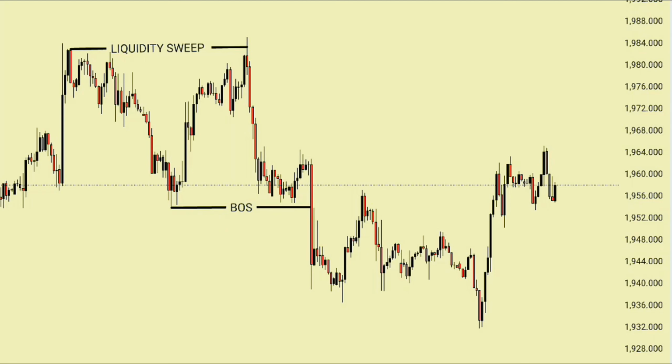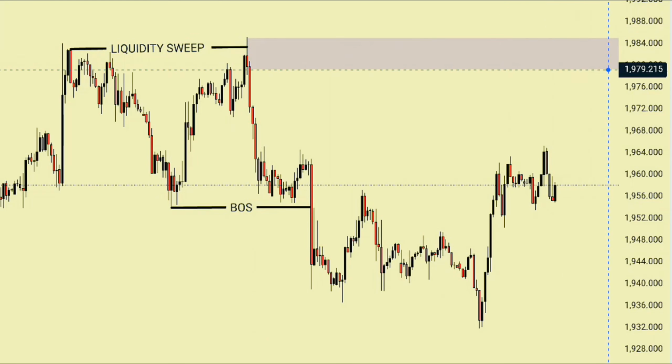However, this move is not meant to continue. Its real purpose is to collect liquidity. Once those stop losses are triggered, large institutions receive the liquidity they need to enter sell positions at premium prices. Immediately after the sweep, price fails to hold above the highs and starts to reverse. This rejection confirms that the move above the highs was not genuine demand, but a liquidity grab. From that point, price becomes vulnerable to a structural shift and a deeper bearish move.